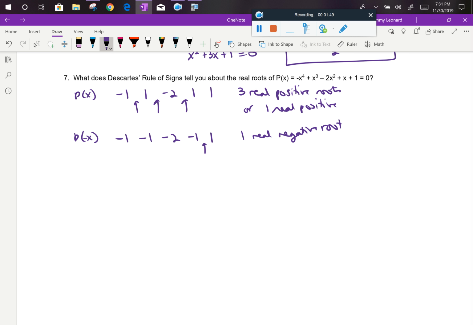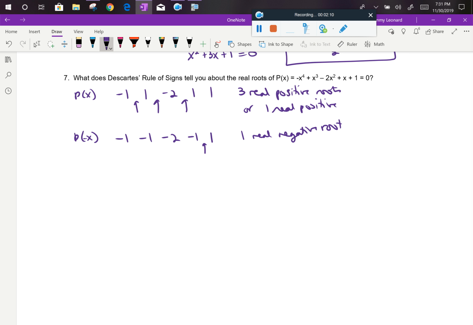There really aren't any other options here. So given that I have 4 solutions altogether, I either have 3 positive real roots and 1 negative real root, or I have 1 real positive root, 1 real negative root, and I must have 2 imaginary roots as well.